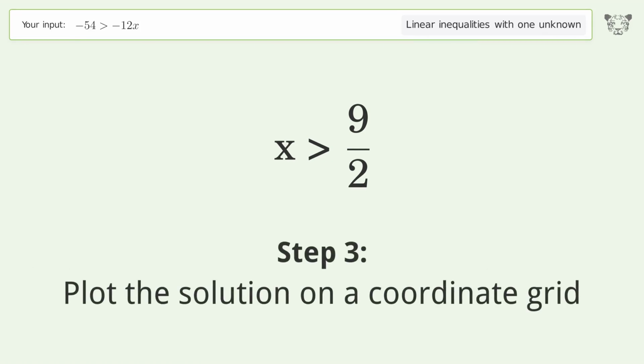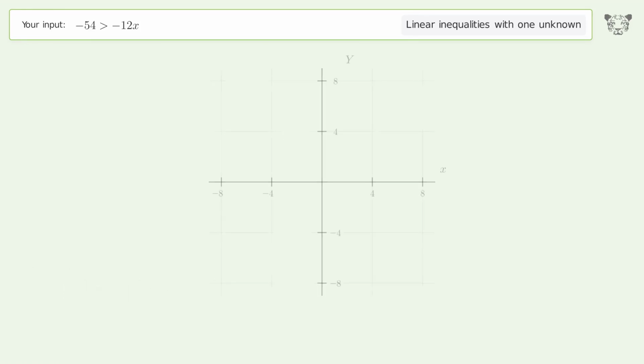Plot the solution on a coordinate grid. And so the final result is x greater than 9 over 2 greater than 41 over 2.